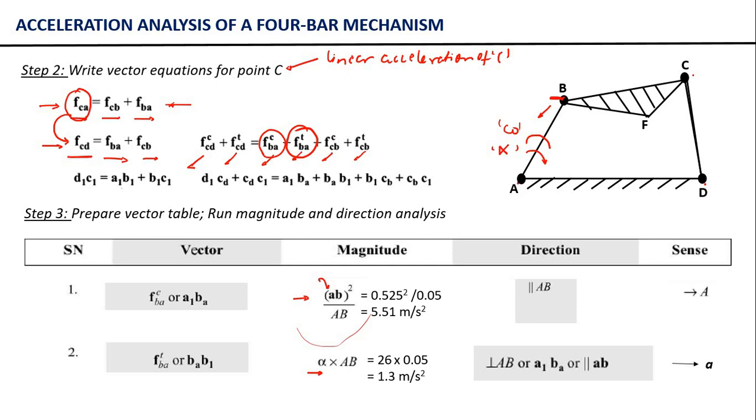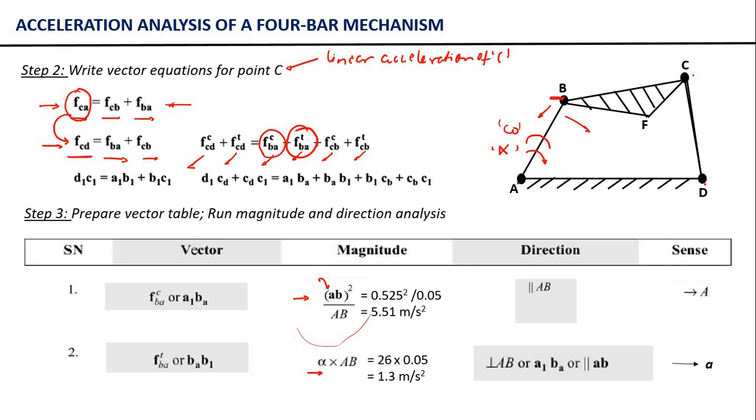And what is the sense? Here one thing is very important. The sense of this vector will be towards the right hand side. What is the reason? Although we know that the link is rotating in the counterclockwise direction, we have been given an angular retardation of 26 radian per second square. So we are going to take the direction in the opposite sense, opposite to the counterclockwise direction. So this acceleration will be pointing towards the right hand side.